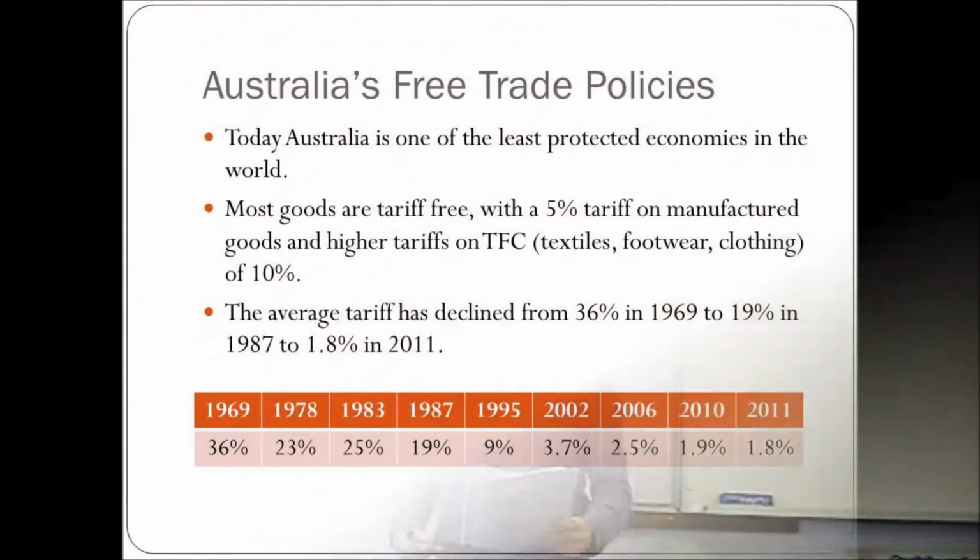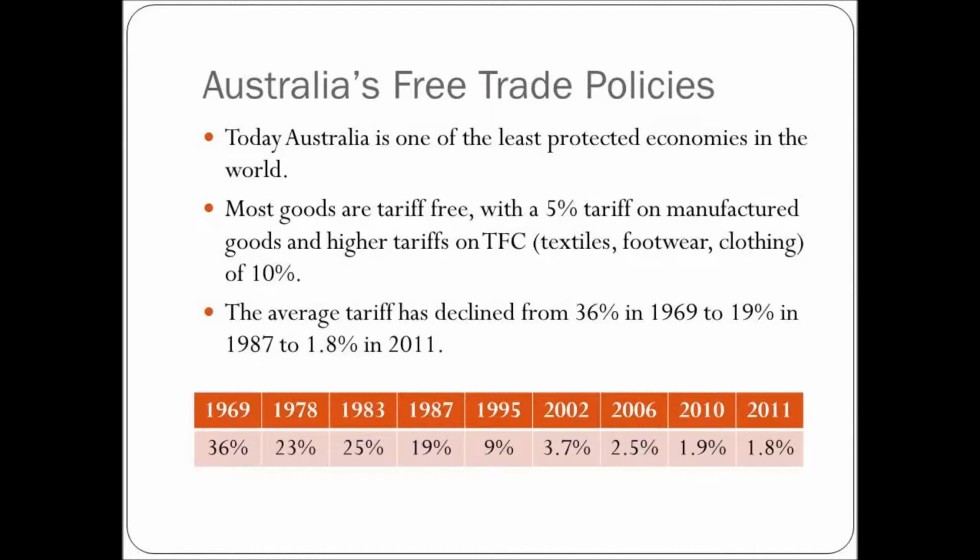So a bit more on Australia's free trade policies. Today Australia is one of the least protected economies in the world. Most goods are tariff-free. There is a 5% tariff on manufactured goods. And high tariffs on TFC. TFC, you might hear about, it's textiles, footwear and clothing. They have tariffs of about 10%.